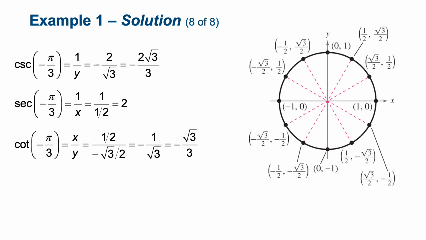Okay, so here cosecant would be 1 over y, so that's negative root 2 over root 3. So then when you rationalize this, it's 2 root 3 over 3. Secant of negative pi over 3 is 1 over the x value, so the reciprocal of 1/2 is 2. Cotangent is the reciprocal of the tangent, so when you do that, you would get root 3 over 3.